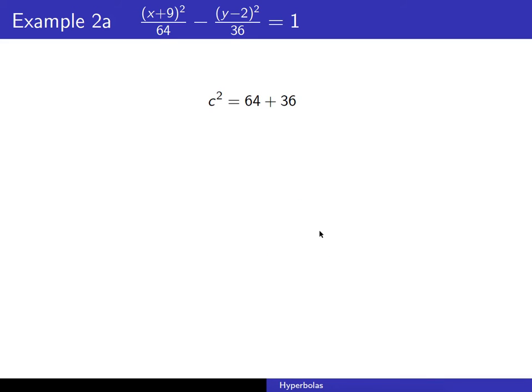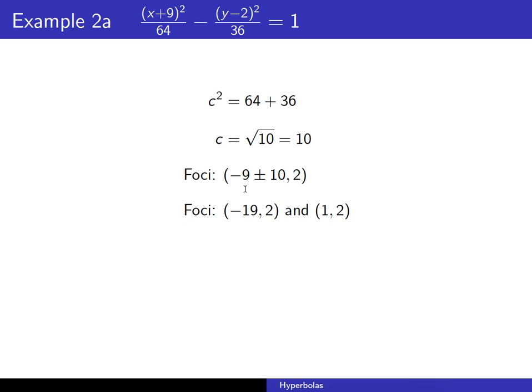For our focal points, our foci, c squared is going to equal 64 plus 36, so this should actually be the square root of 100, which is 10. Sorry, I apologize for the typo. We're going to add and subtract 10 from the x-coordinate of our center to get our foci, and when we do that, we get foci at negative 19, 2 and 1, 2.